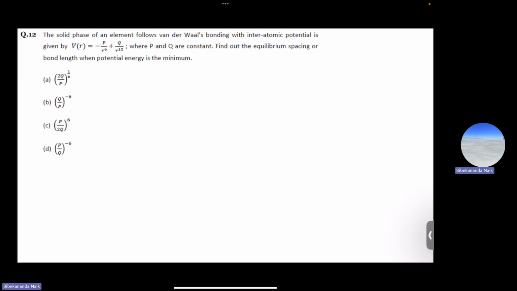Then question number 12: the solid phase of an element follows van der Waals bonding with interatomic potential given by V(r) equals minus P by r to the power 6 plus Q by r to the power 12, where P and Q are constants. Find out the equilibrium spacing or the bond length when the potential energy is minimum.